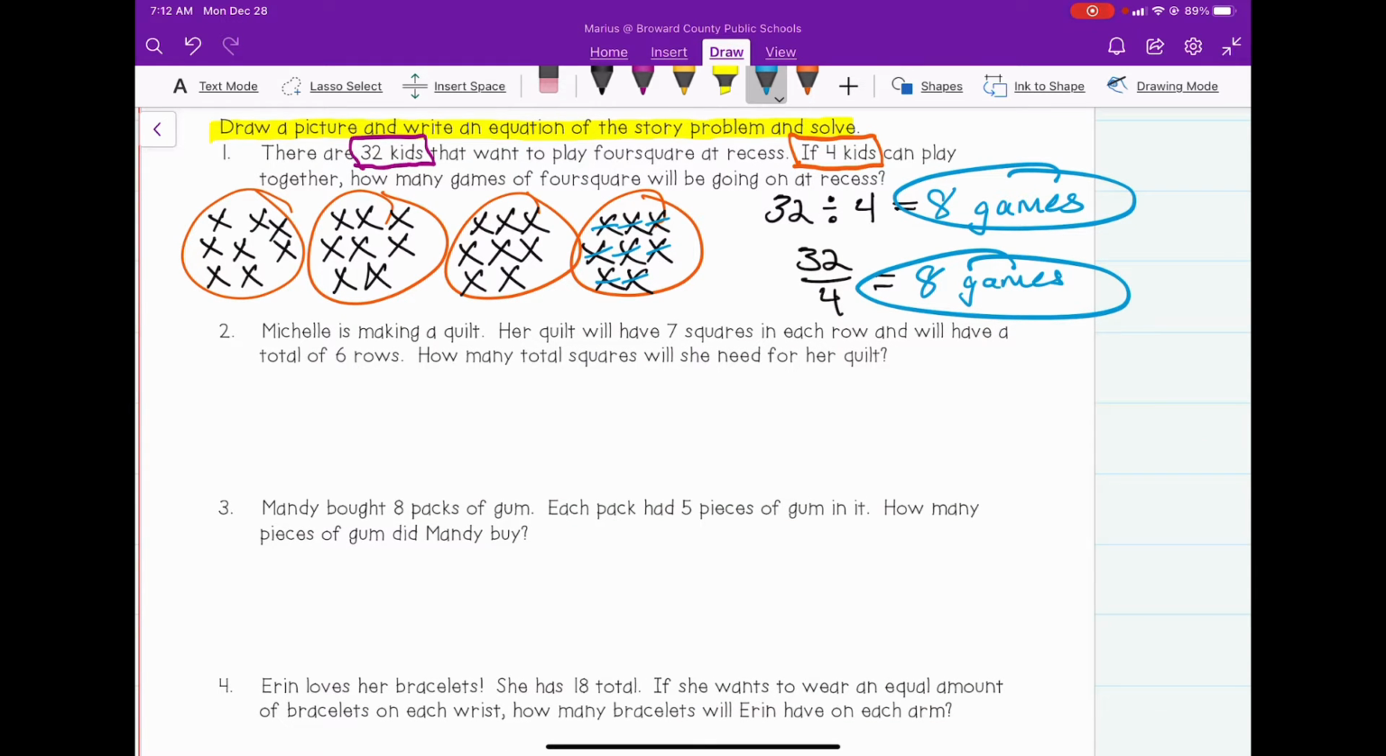Number 2. Michelle is making a quilt. Her quilt will have 7 squares in each row and will have a total of 6 rows. How many total squares will she need for her quilt? So for this one, they give us groups and items. They told us how many rows. Our rows are going to represent our groups, okay? And they told us how many were going to be in each row or each group. It says 7.